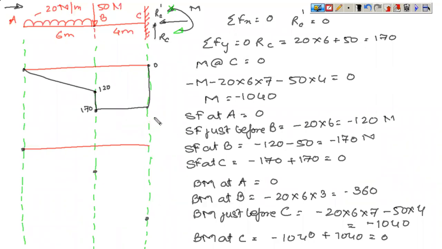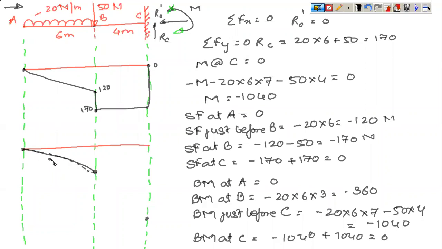So now let us see the variation between A to B. Obviously, A to just before B will be a parabolic curve because it contains UDL. So a UDL will be represented as a parabola in the case of a bending moment. So this is a parabola.